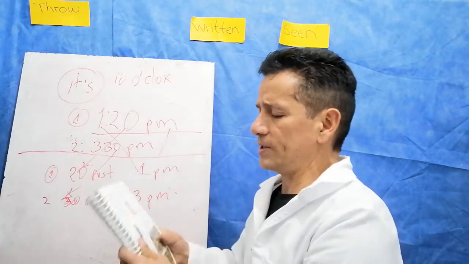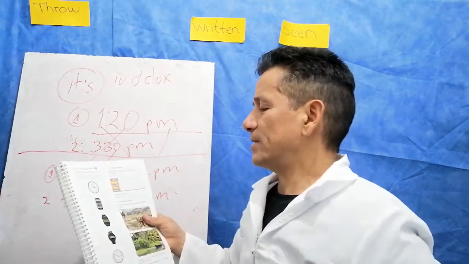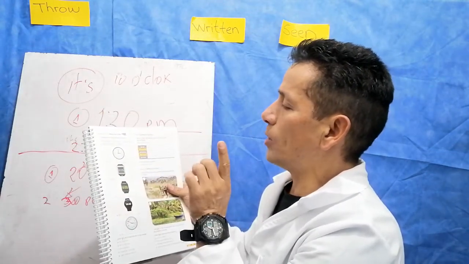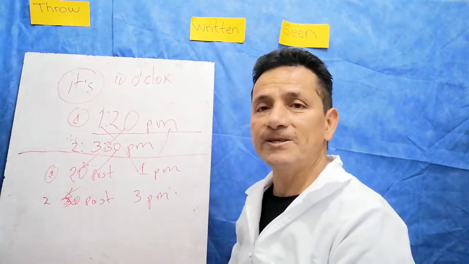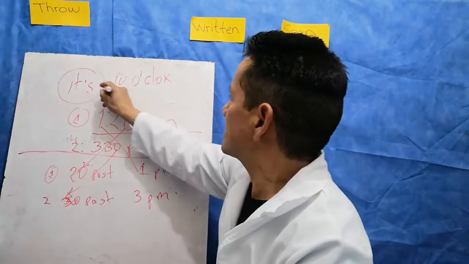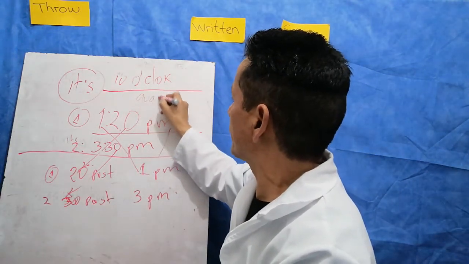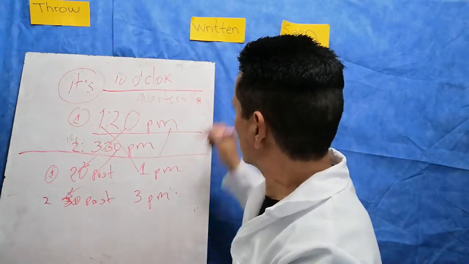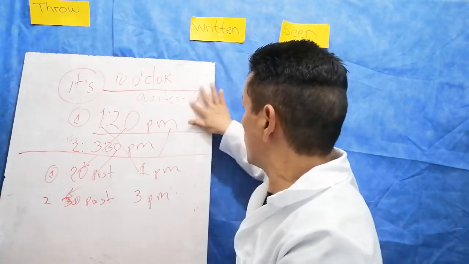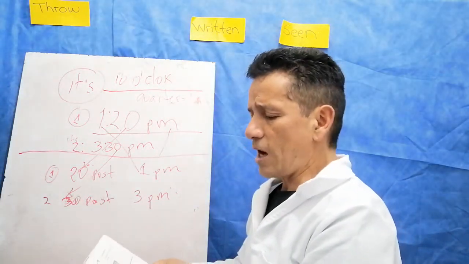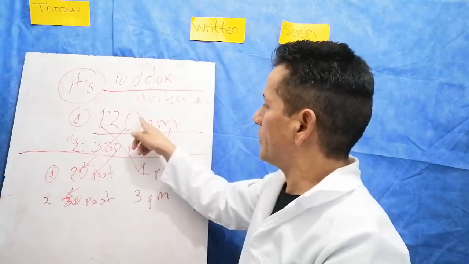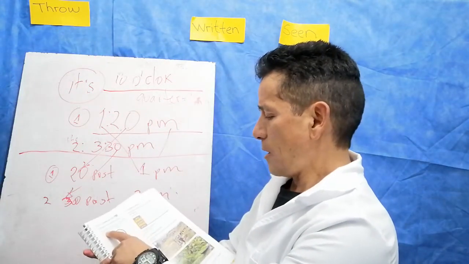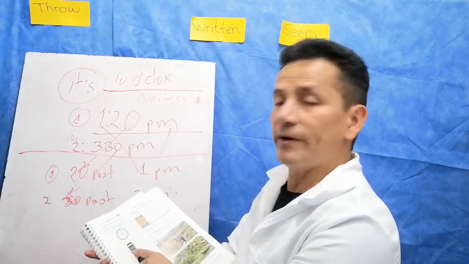And that's what I want. So notice this. What time is it? It's 1:15. Nosotros en español también decimos cuarto. Y cuarto en inglés decimos quarter. Esto es cuarto. Las y cuarto. Entonces decimos a quarter past one. Entonces primero dicen los minutos, a quarter past one.